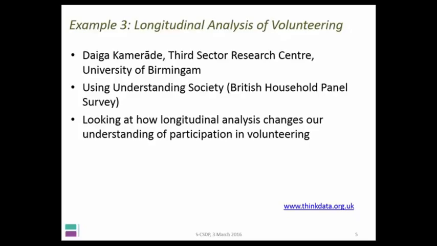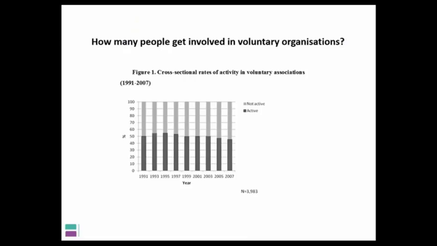year by year. So to look at this in more detail, we can see that in any one year we have roughly half the population or half of respondents seem to be involved with voluntary associations, or active with voluntary associations in some way, which one might report as saying, yes, about half the population is involved in volunteering.